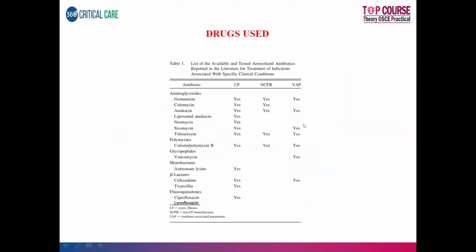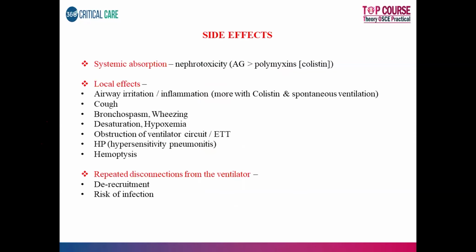So for VAP, what are the drugs that can be used? In the aminoglycosides, gentamicin and amikacin. Then polymyxin, colistin, most common. So what we use is amikacin and colistin most commonly. Vancomycin can be used and ceftazidime can be used. So these are the drugs that can be used for VAP. Now coming to the doses, I will tell you at the end.